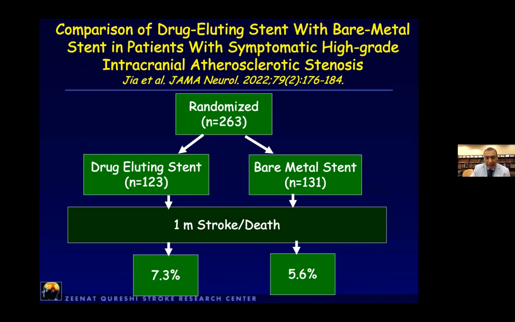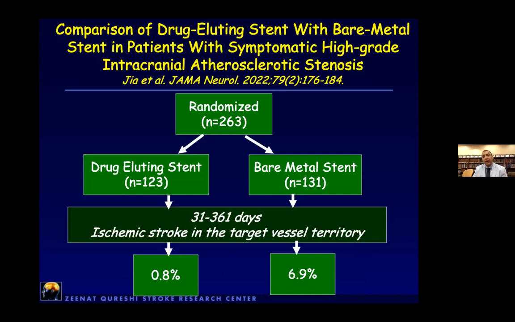So balloon expandable stents, basically patients were randomized to either drug-eluting stent, 120 patients, or bare metal stents, 131 patients. If you look at the 1-month stroke and death rate, it is 7.3% in the drug-eluting stent and 5.6% in the bare metal stent. Obviously much better than the rate observed in the SAMMPRIS trial with Wingspan, the self-expanding stent. So clearly the 1-month stroke and death rate has improved, either with the use of new FDA on-label criteria or with the use of bare metal stents.